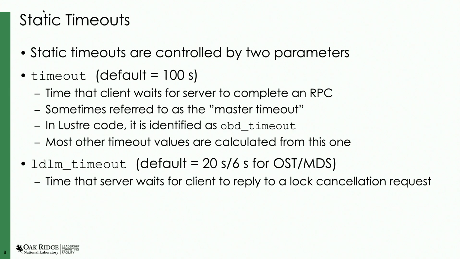Now, if you choose to disable adaptive timeouts and go with static timeouts, those are primarily controlled by two parameters. The first is the aptly named timeout value. This is the value you would be setting if you do lctl set_param timeout=. That's the time that a client waits for the server to complete an RPC. Sometimes it's referred to as a master timeout, or the OBD timeout, because that's how it's identified in the Lustre code, as the OBD timeout variable. It's the value used to calculate a lot of other timeouts that appear in the Lustre code.